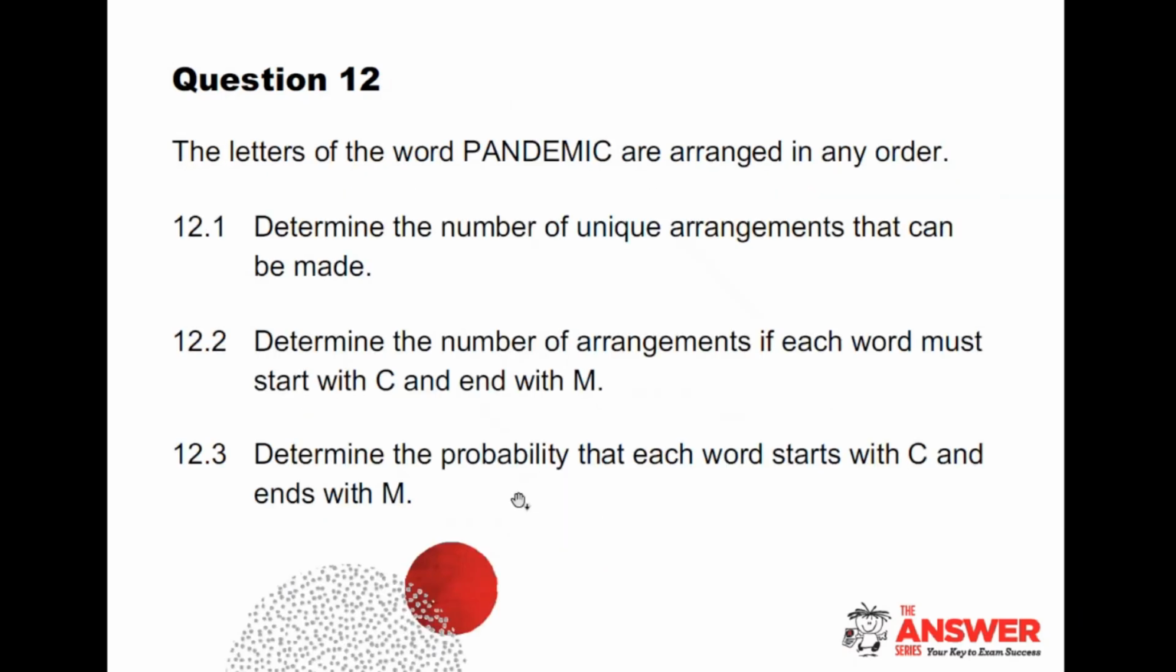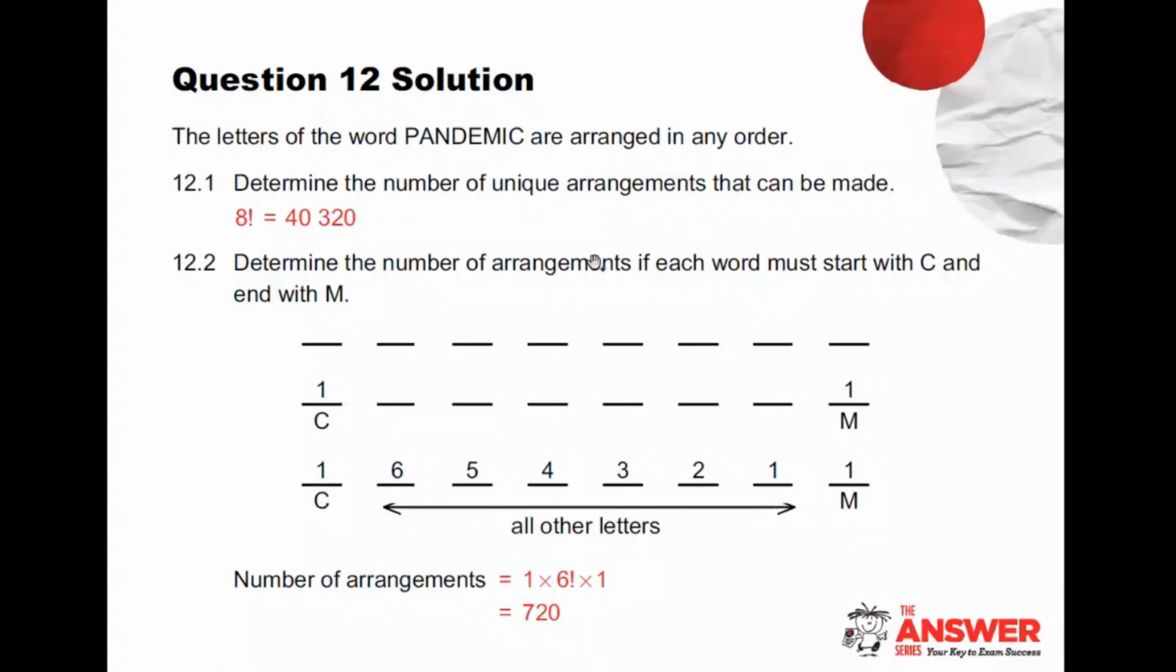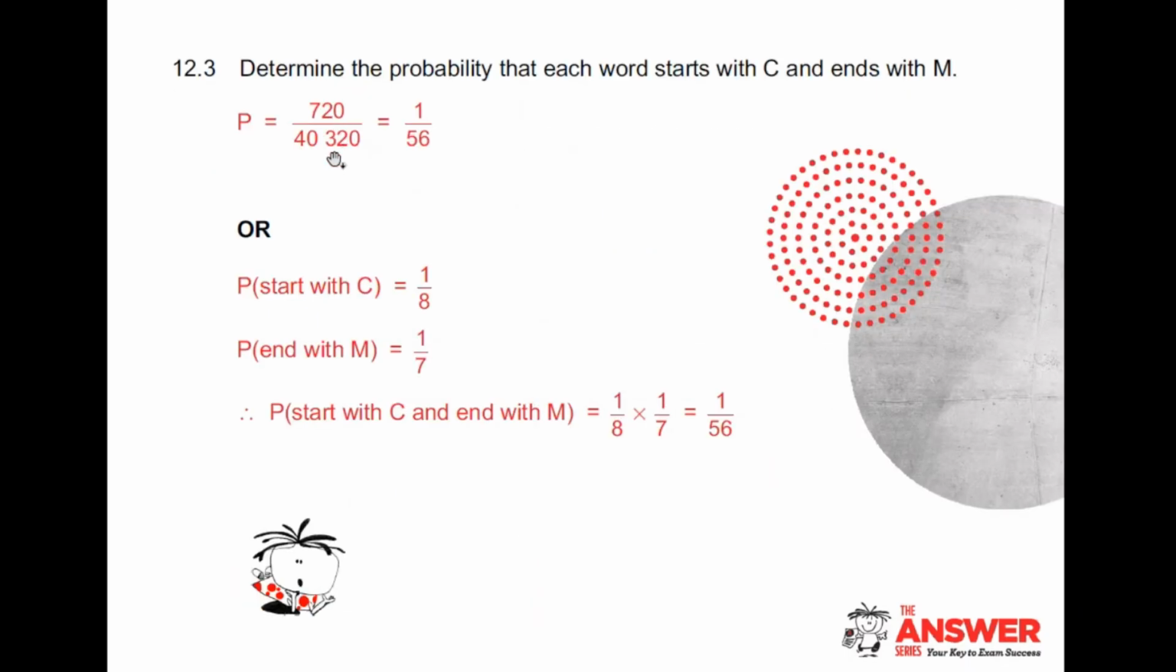12.3, if I go back, said to you determine the probability that each word starts with C and ends with M. Well, it's the same as the previous question. The previous question was the number of arrangements. This is now the probability. How do I get probability? Well, it's the number of successful arrangements divided by the total number. So how do I get my answer? Well, 720 is the number of arrangements starting with C, ending with M. 40,320 was the total number of ways I can arrange these letters, which means what is the probability? It's that over that, which is 1 over 56.